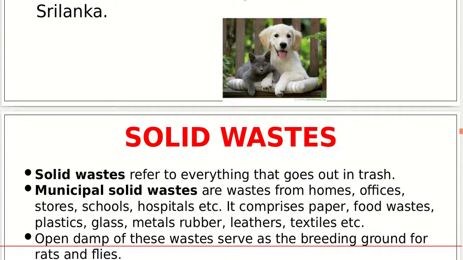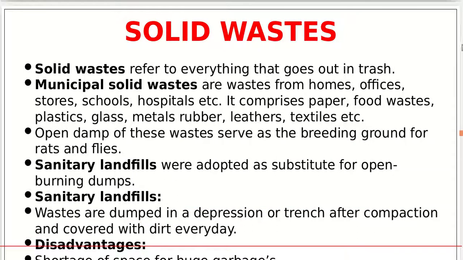So, what is solid waste? The next topic that we have is solid waste. It refers to everything that goes out in the trash or dustbin. Municipal solid waste is waste from homes, offices, stores, schools, hospitals, etc. It can comprise paper, food waste, plastics, glass, metals, rubber, leather, textiles, etc. Open dumps of this waste serve as the breeding ground for rats and flies.